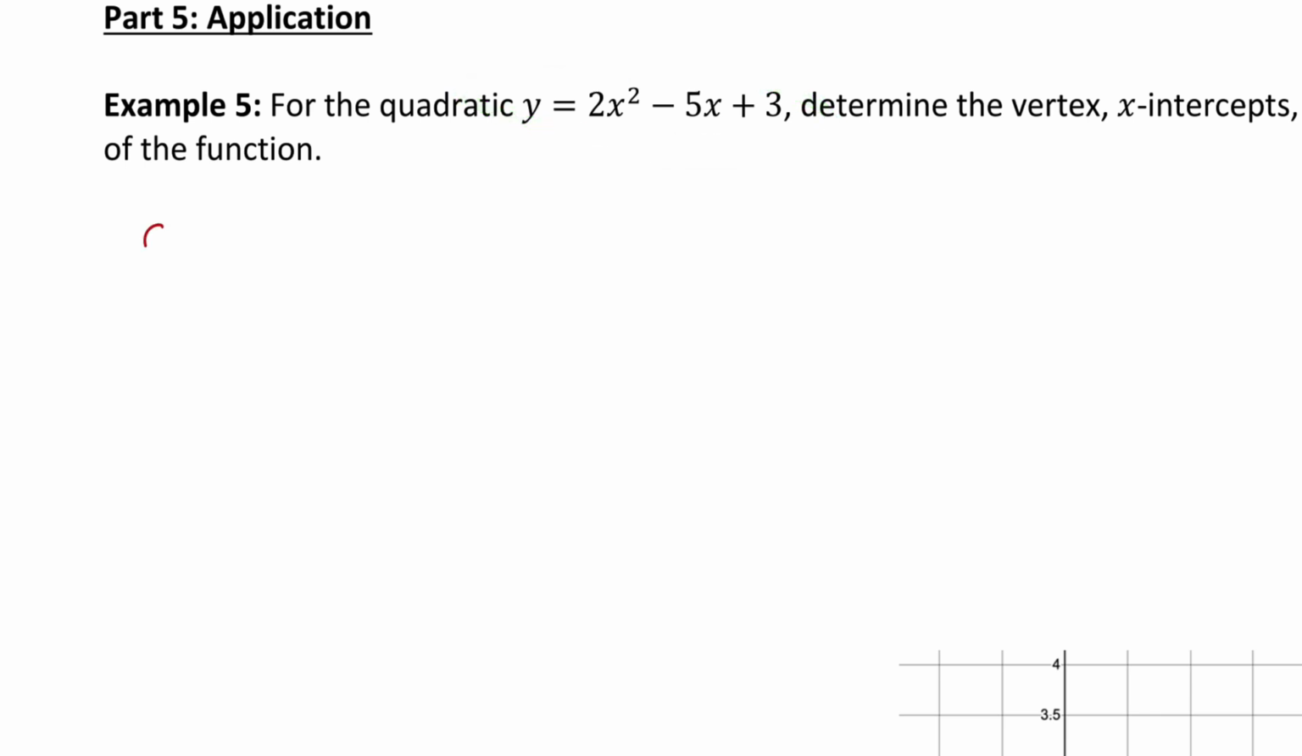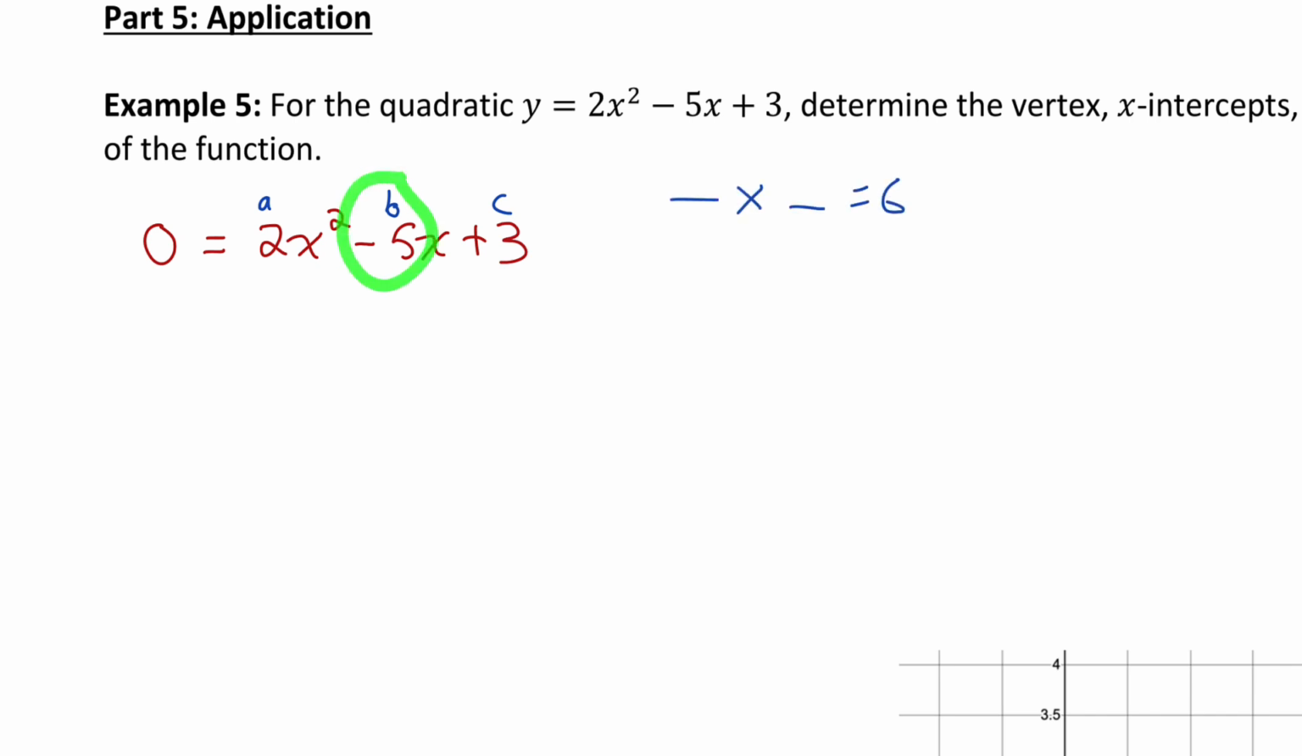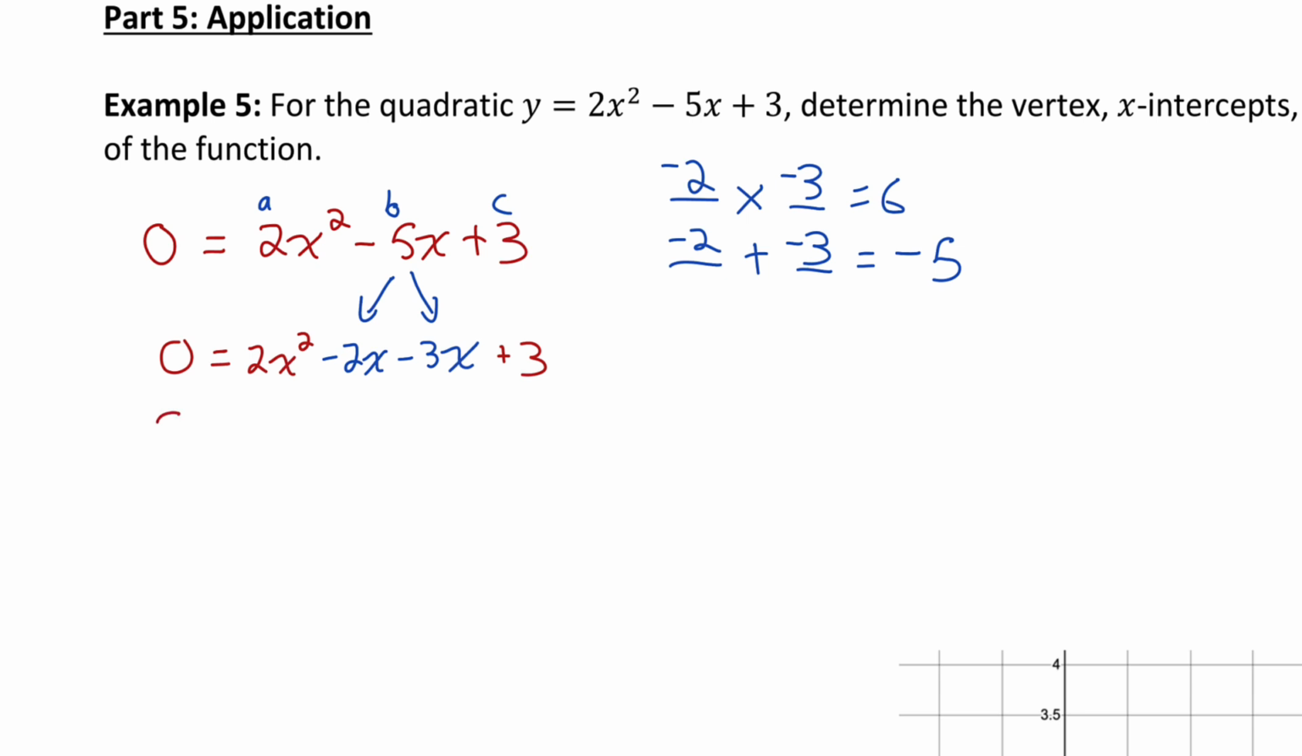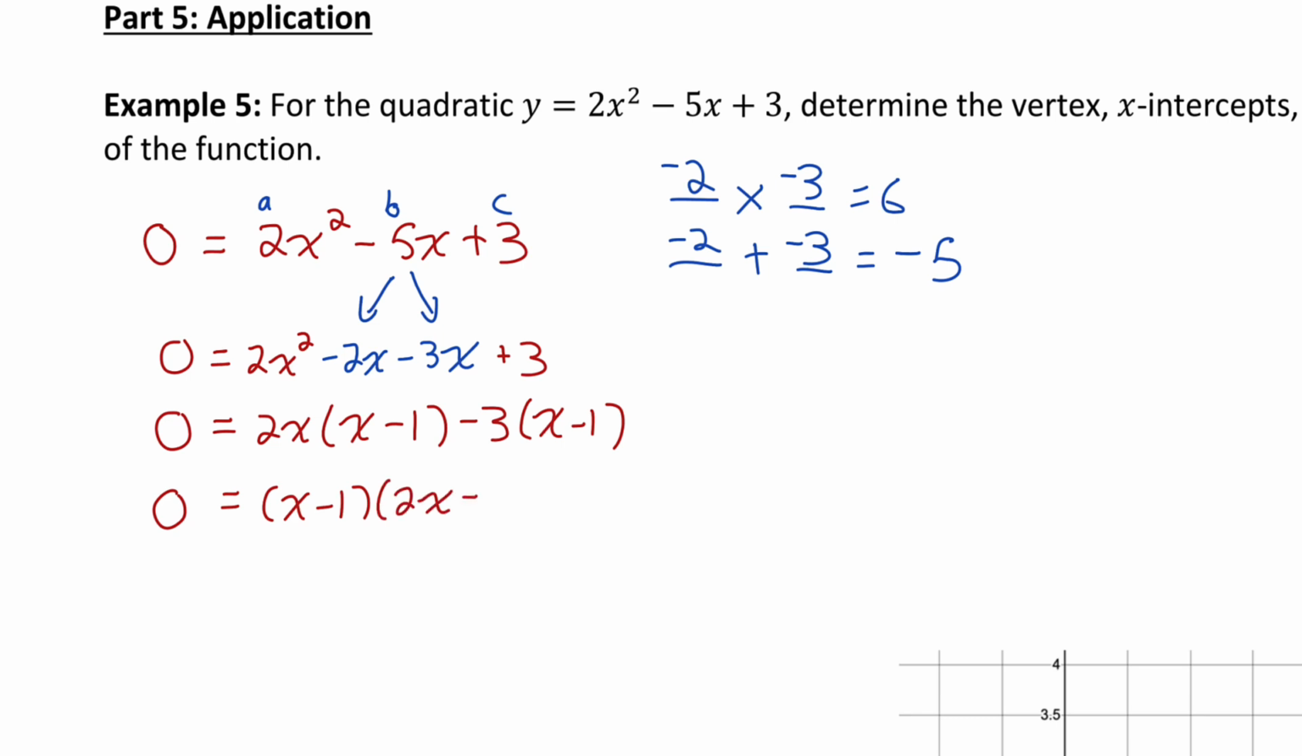To find the x-intercepts, I'll start by setting it to 0. And now to factor it, I would need to find two numbers who have a product of a times c, so a product of 2 times 3, which is 6, and a sum of the b value, -5. The numbers that work are -2 and -3. So I have to split the middle term into -2x minus 3x. And then I factor by grouping. From the first two terms, I take out a 2x, and from the last two terms, I take out a -3. And I have the common binomial of x minus 1. When I take out that common binomial, I have 2x minus 3.